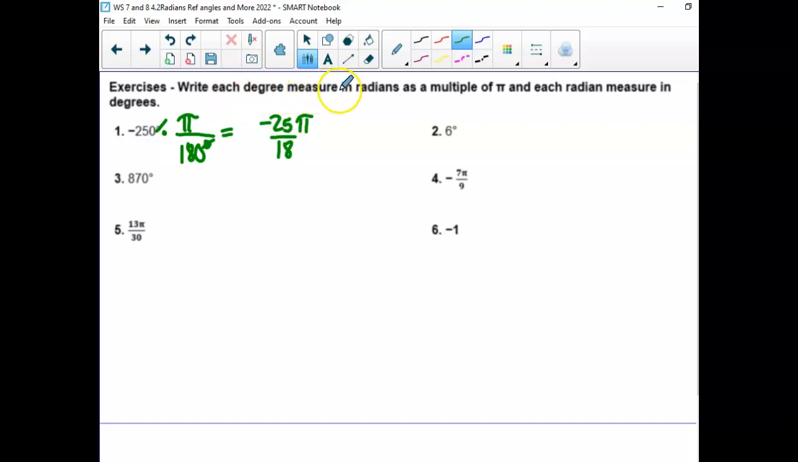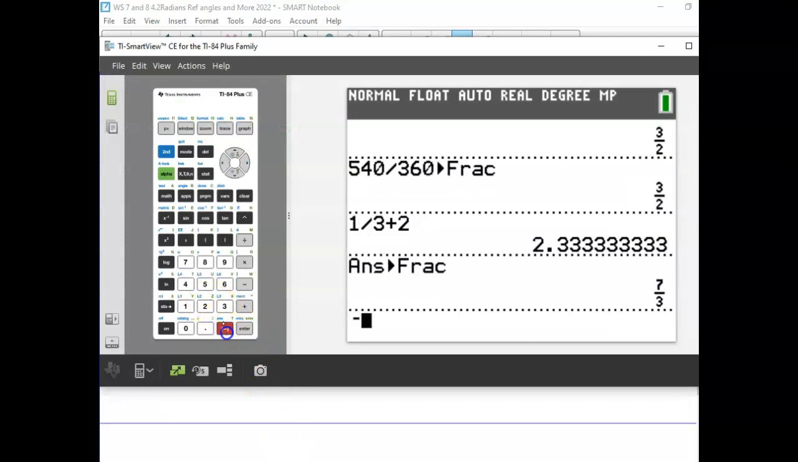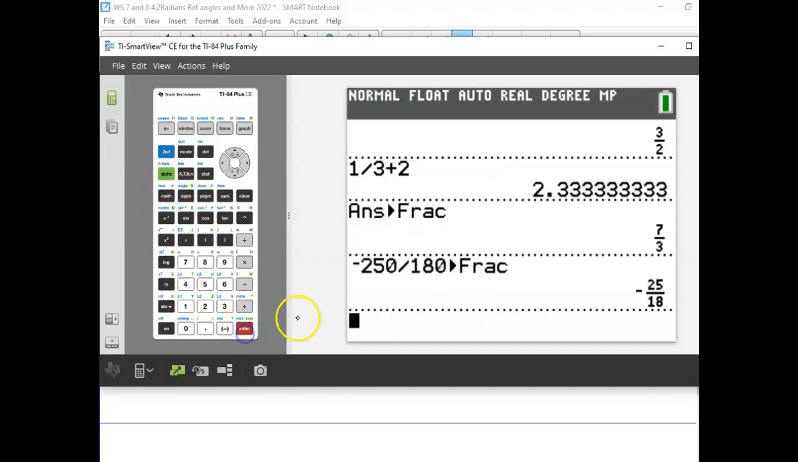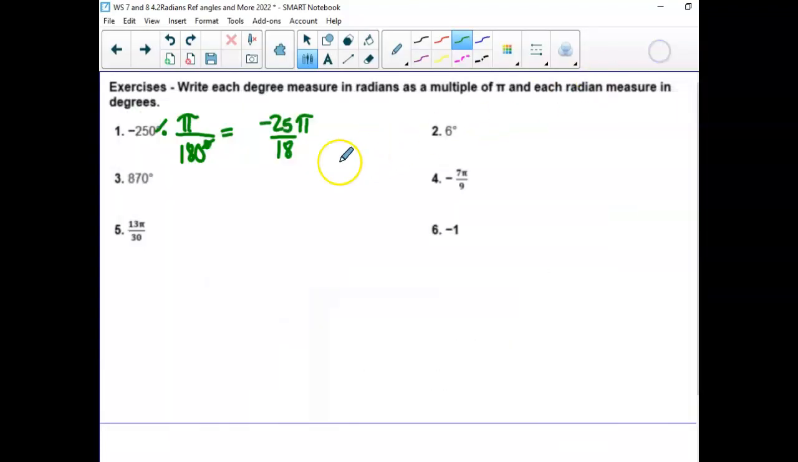It says write each degree measure in radians as a multiple of pi, so they don't want a decimal. Did I explain that badly, guys? You could have literally typed negative 250 divided by 180 and do the whole math, enter, enter, and it would say negative 25/18, and then the pi is still there, and they want us to leave it as a multiple of pi. All right, so one more.